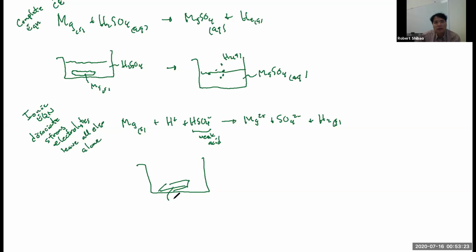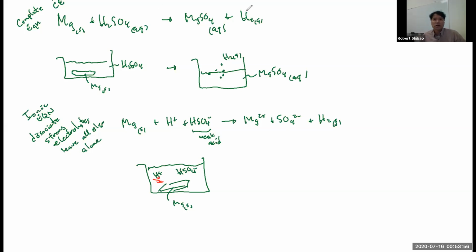And so here we're going to have some solid magnesium, and inside the solution we're going to have H plus, acid, and HSO4 minus acid. H plus is a stronger acid here, and so we're going to have these species in here. And what's going to attack the magnesium first is the stronger one. What's stronger here is this H plus. This H plus will react first, and then this H will react.